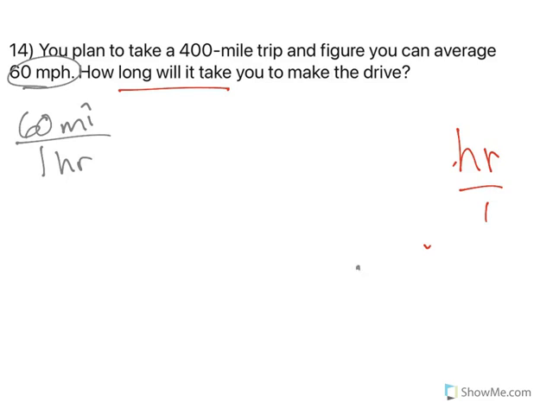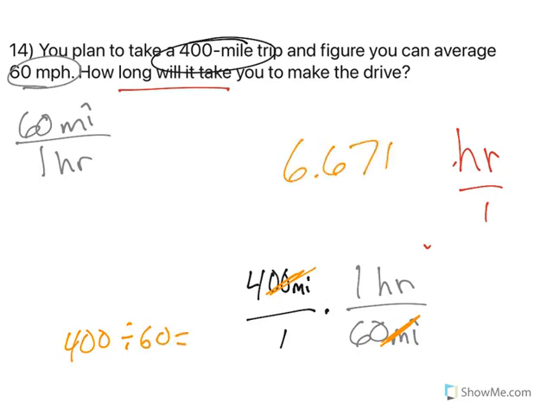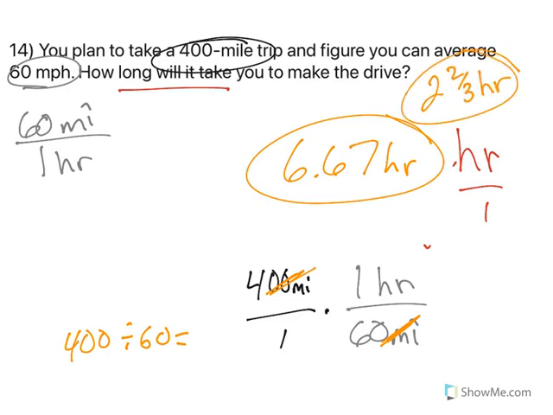So for my problem here, I'm going to have 1 hour over 60 miles, and I'm taking a 400-mile trip. Well, if I need my miles to go away, that means 400 is going to go in the numerator. Miles go away. I take 400 divided by 60, and I end up with roughly 6.67 hours, which is 2/3 of an hour, or 2 hours and 40 minutes.